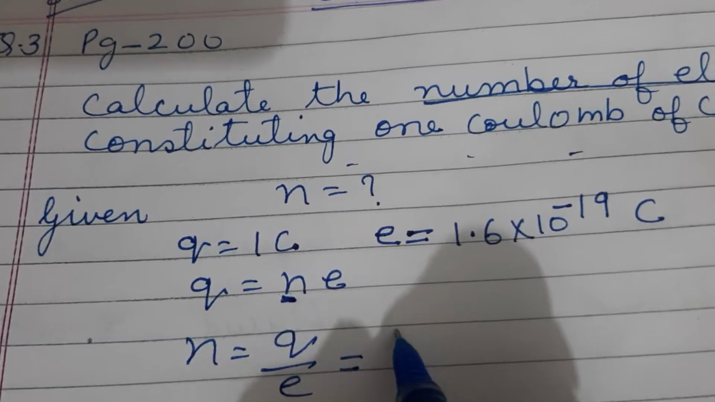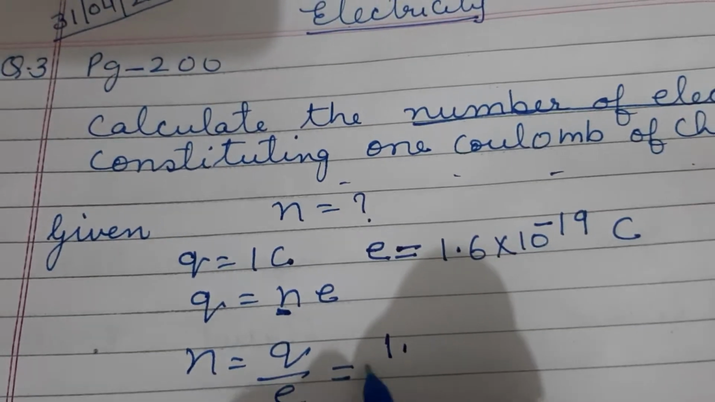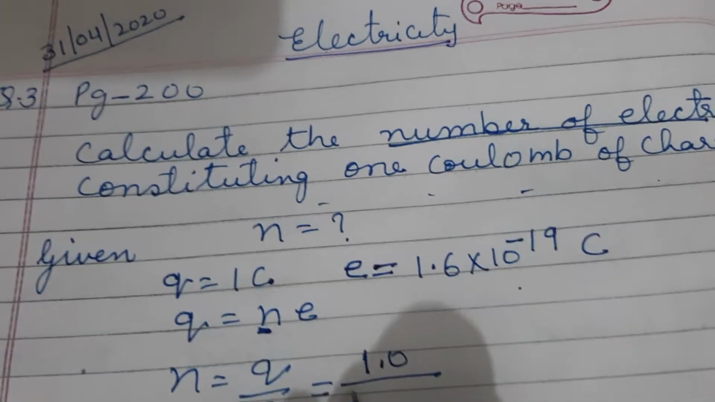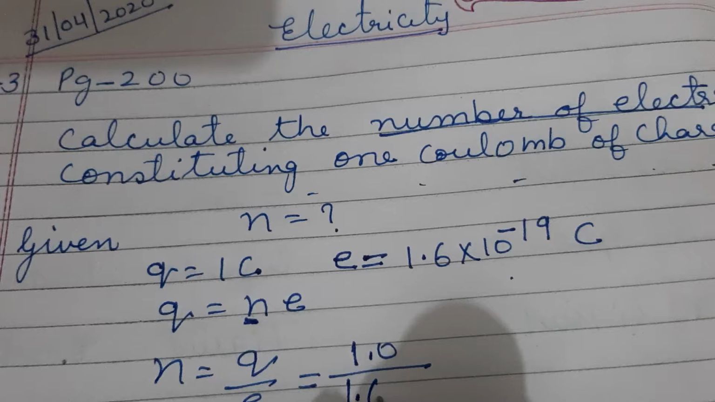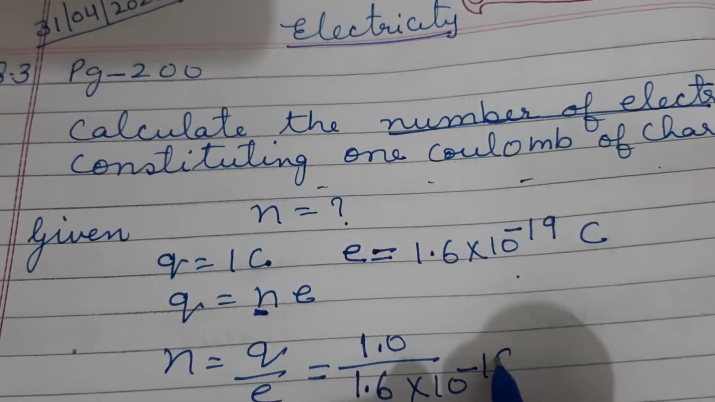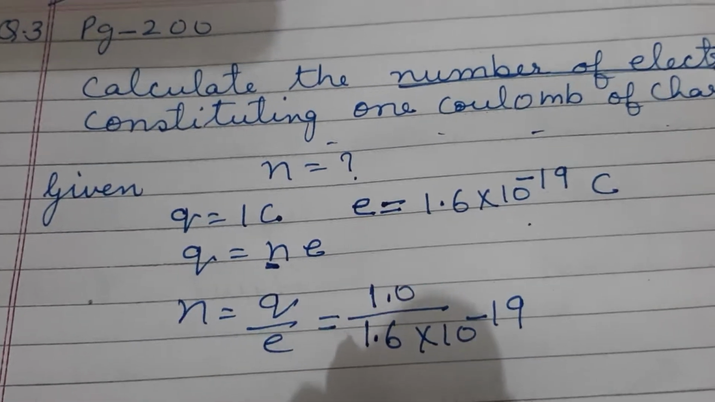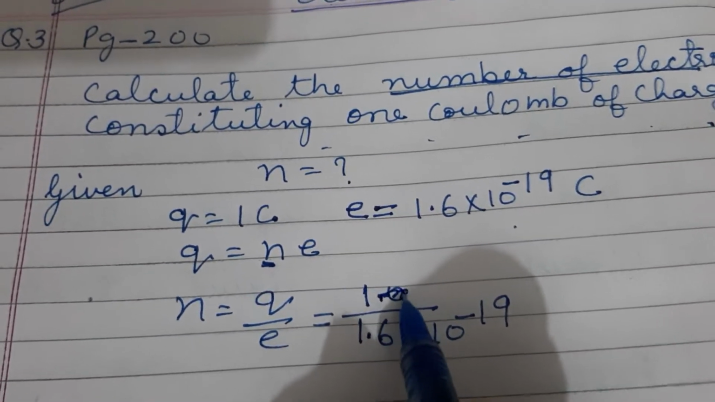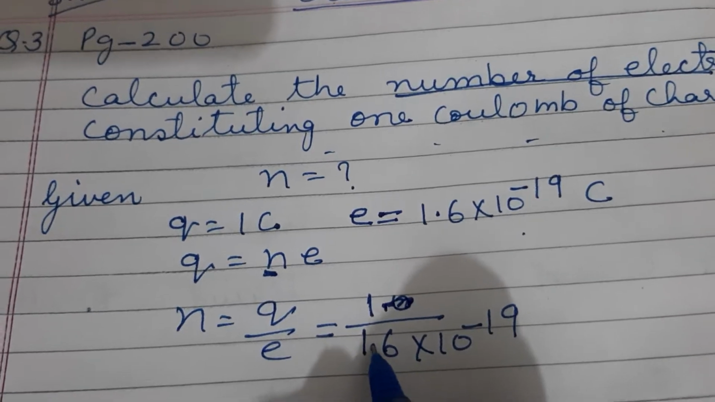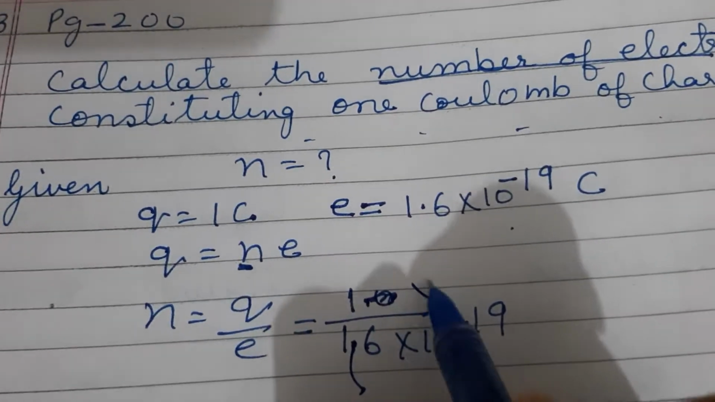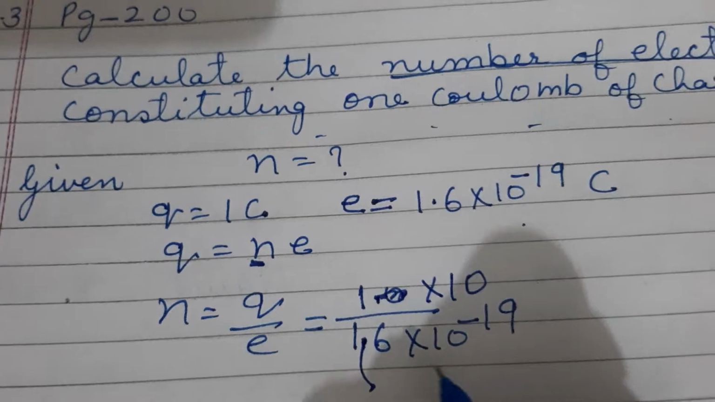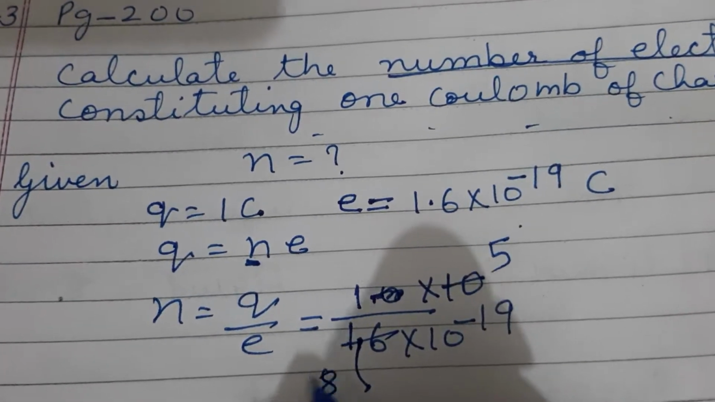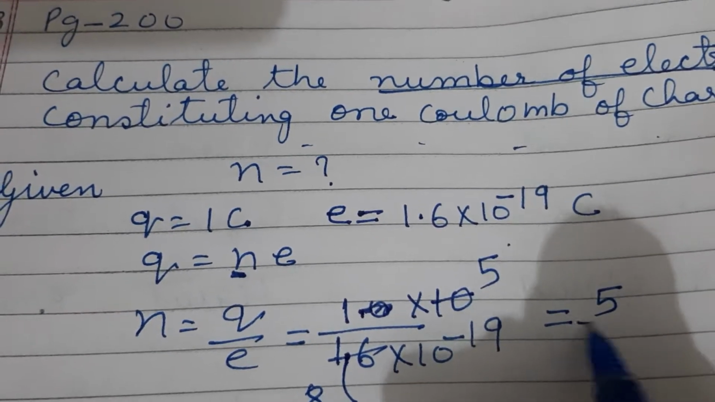By substituting the values, the value of Q is 1, upon the smallest value of charge present on the electron, that is 1.6 into 10 raised to power minus 19. By solving this, we will remove this decimal, so here we can write 10. Now we will simplify it. 2 5s are 10, 2 8s are 16. So we get 5 upon 8.